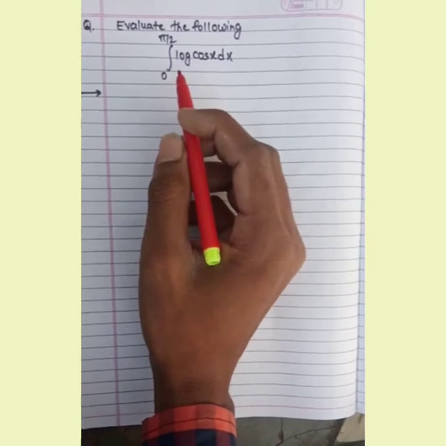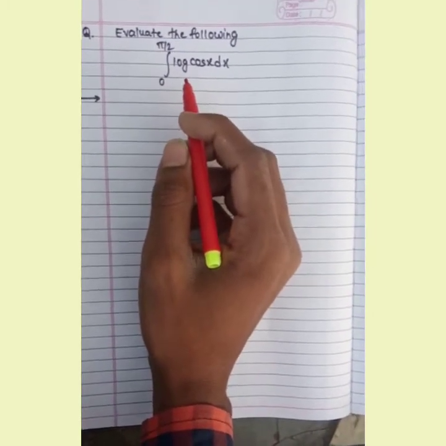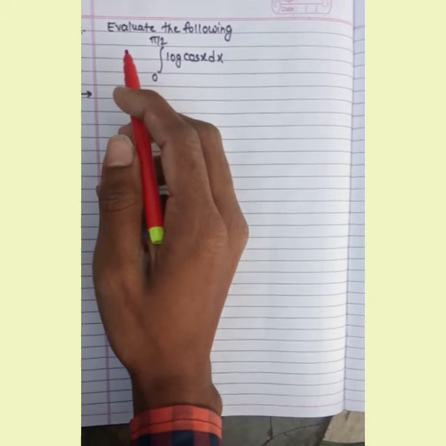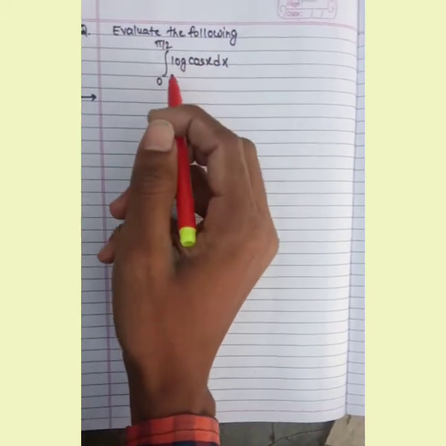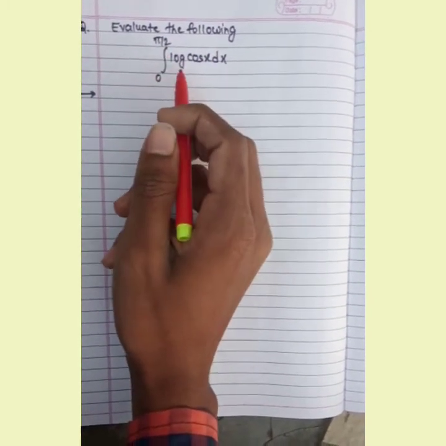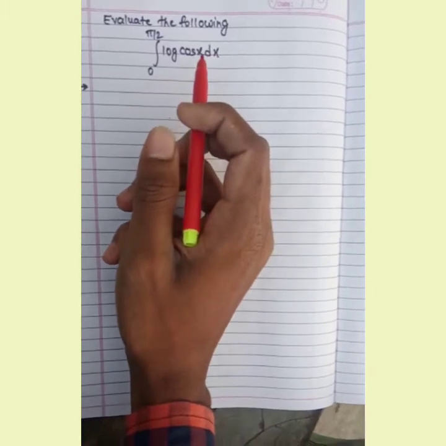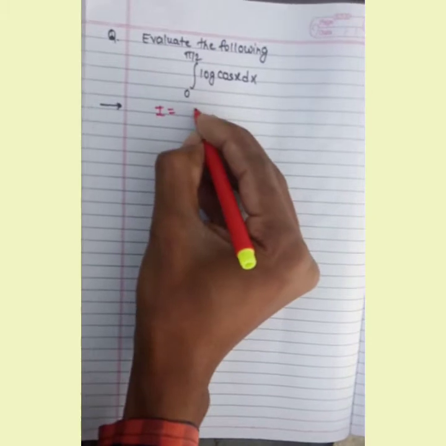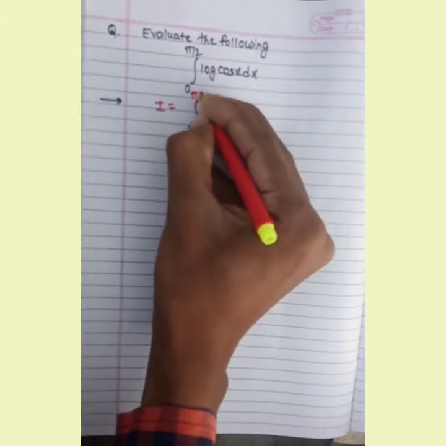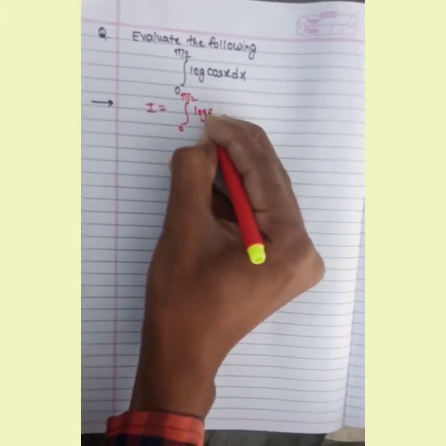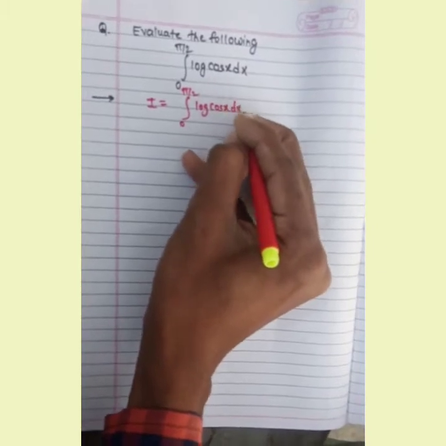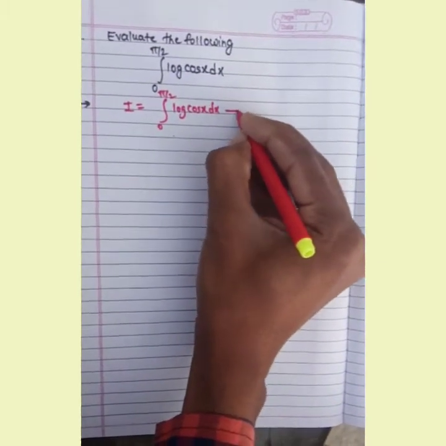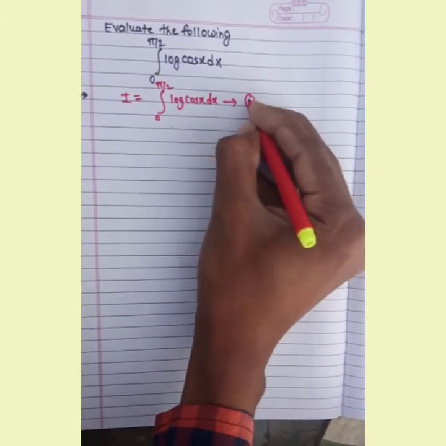So today we will see the problem which is based on definite integral. Our today's question is: evaluate the following integration from 0 to pi by 2 log cos x dx. First of all we will write our given. So I is equals to integration from 0 to pi by 2 log cos x dx, and we will call this equation number 1.